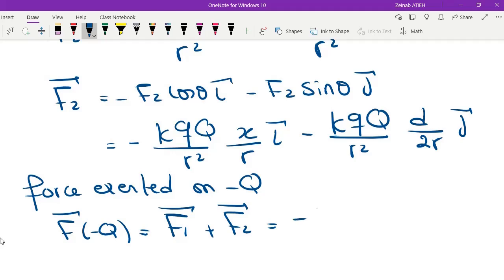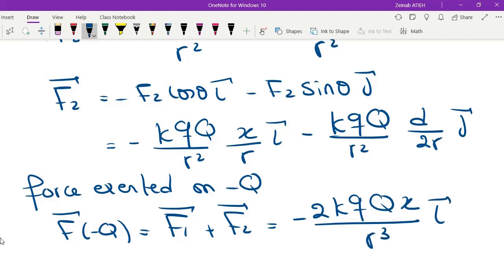We will get minus 2kq, look at them, okay, and add them: x over r cube i. Okay. Now, this is not the final answer.